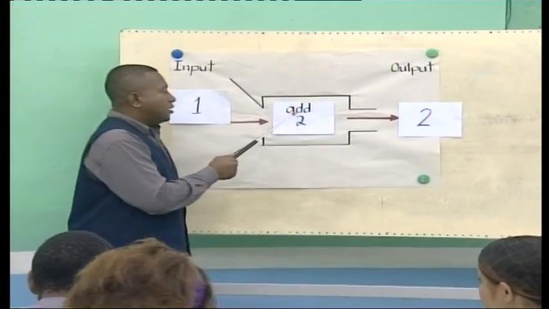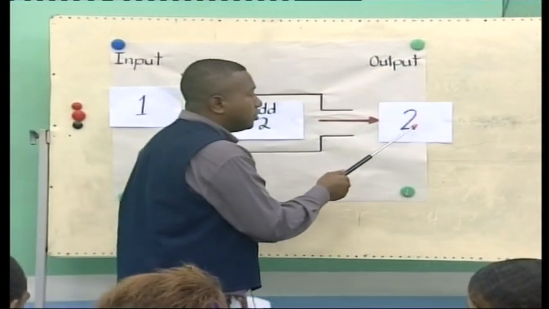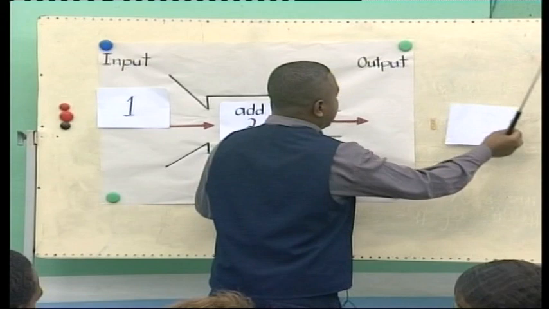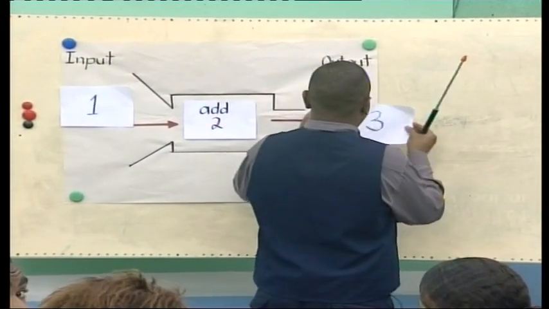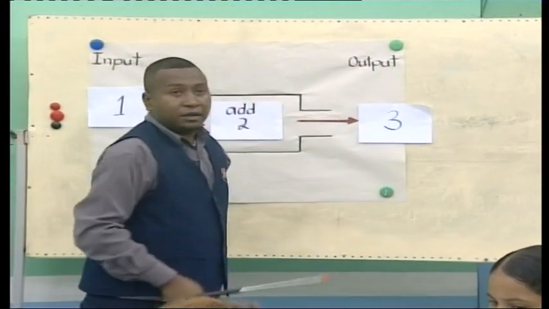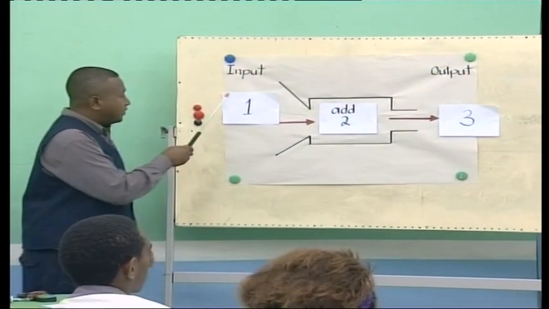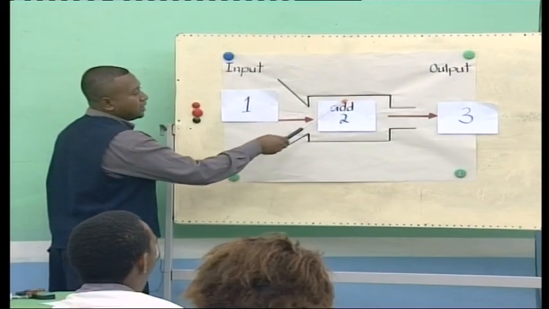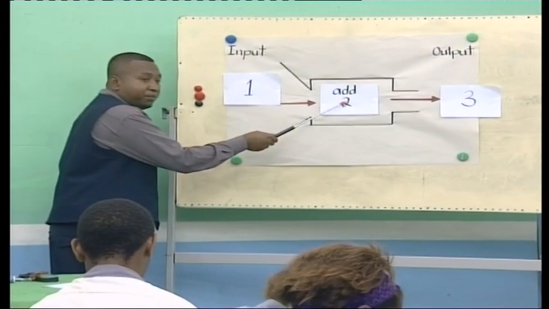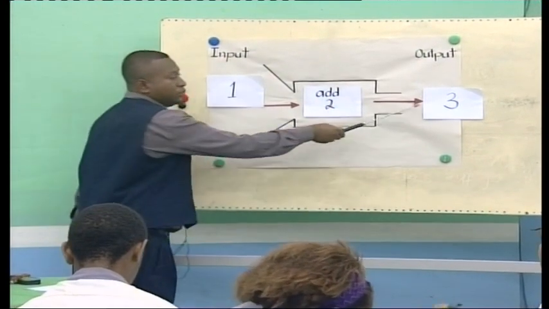So 1 add 2 or plus 2 is equals to? So it's not 2, it should be? Okay. Three. Can you see that? That's what the function machine does. Whatever goes in here, you have to be careful what is in the middle here. This is the place where it mixes. So the middle part says add 2. So 1 add 2 or plus 2 is equals to 3 and not 2.